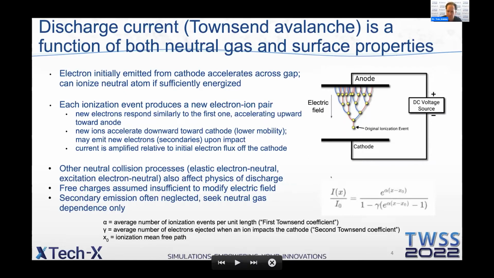But Townsend summed this all up in this equation here, which is the ratio of current that you actually get to the current you started with. It is some complicated function of the ionization mean free path x naught, and these Townsend coefficients alpha and gamma, which have to do respectively with how many ionization events we make per unit length and how many electrons do we make when we hit the cathode. So we can look at this in VSim.